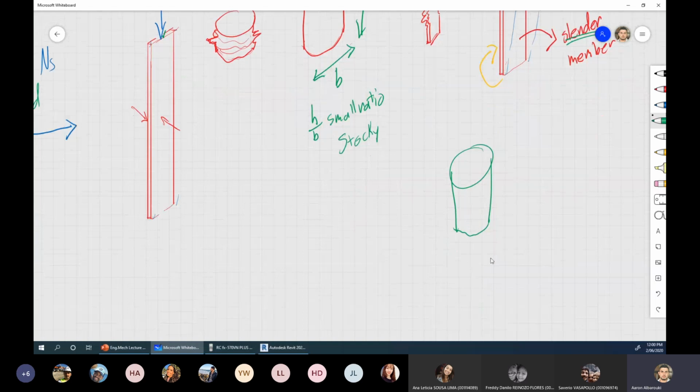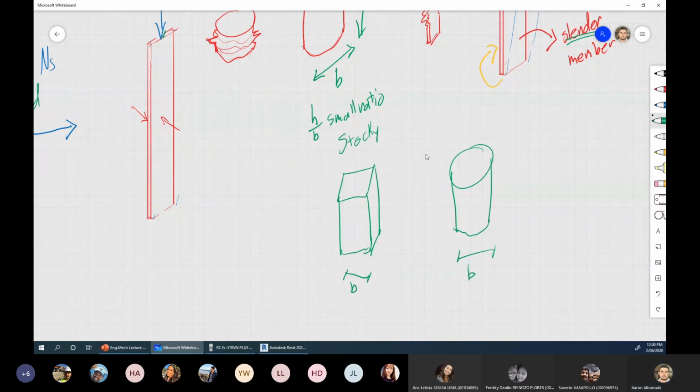That will have the same width as a square cross section. So B here is the same. But do you reckon these two columns have the same strength? They don't. Although they have the same height and the same width, they don't have the same strength because the cross section between them is different.